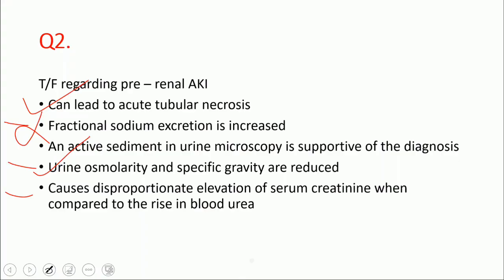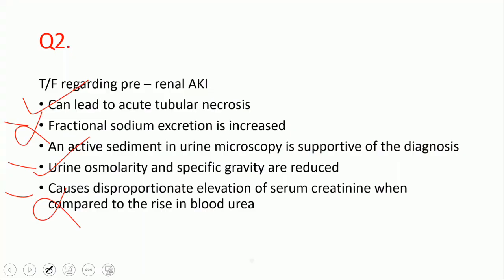elevation of the urea. So in pre-renal AKI, you have a disproportionate elevation of urea compared to the creatinine. Both increase because there is renal impairment, but the rise in the urea is higher. Right.